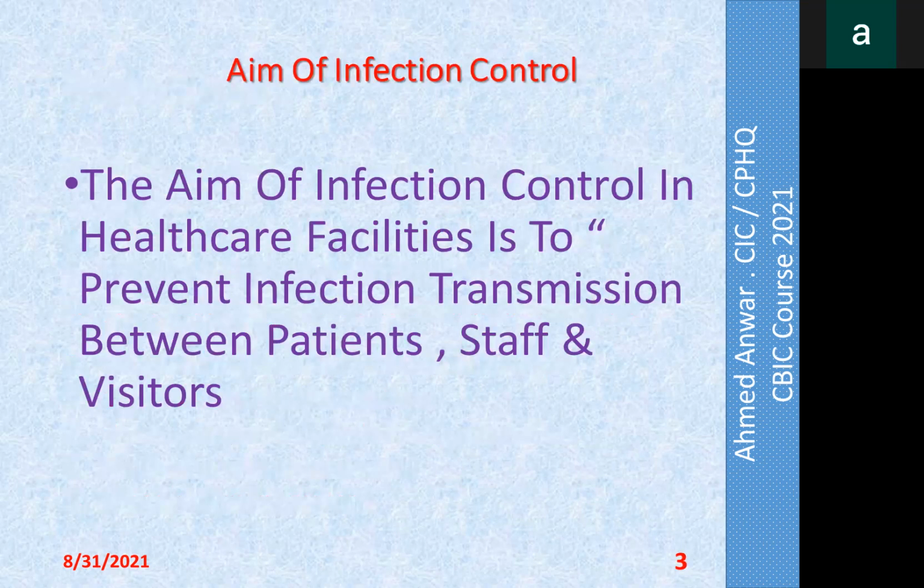First point, the aim of infection control. Our aim at infection control in the healthcare facility is to prevent infection transmission between patients and each other, or between patients, staff, and visitors. So our role in the hospital is to prevent all types of infection transmission.